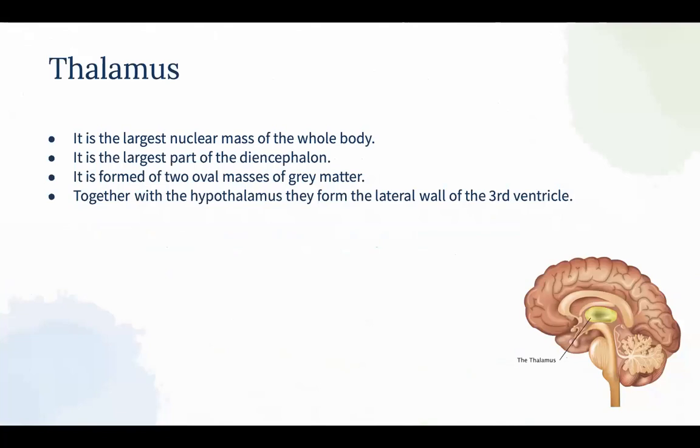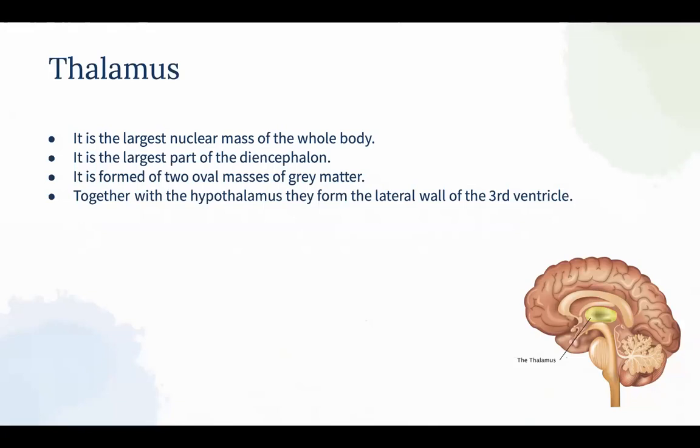طيب, what is the thalamus? The thalamus زي ما تكلمنا عنها أمس قلنا it's the bodyguard of the cortex. Nothing goes to the cortex until it goes through the thalamus first. Anatomically, it is the largest nuclear mass of the whole body. It is the largest part of the diencephalon.